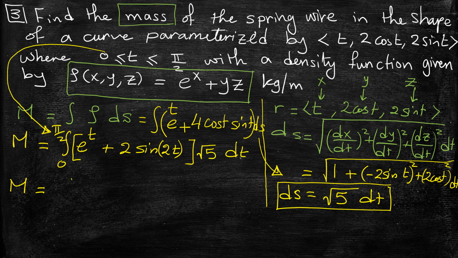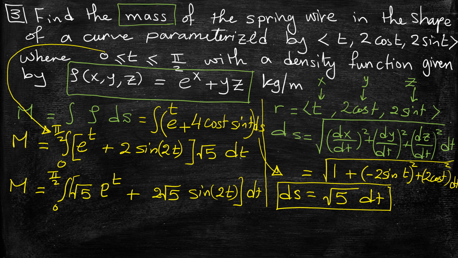So this mass will be the integration from 0 to pi over 2 of root 5 e power t plus 2 root 5 sine 2t. Let's integrate this together. This root 5 e power t will be the same exponential. And the other thing, this sine, will be minus root 5 cosine 2t, from 0 to pi over 2.